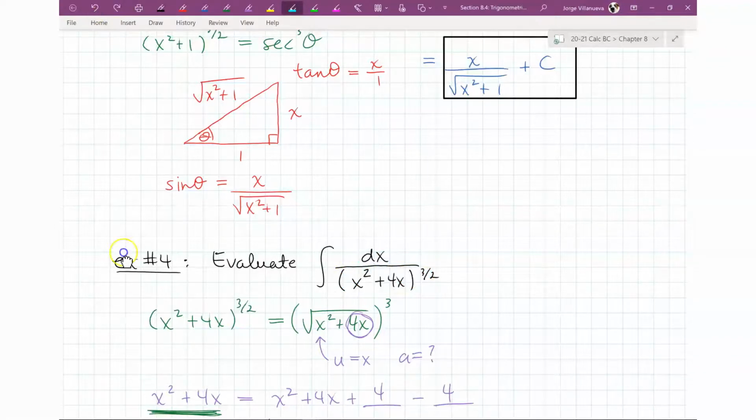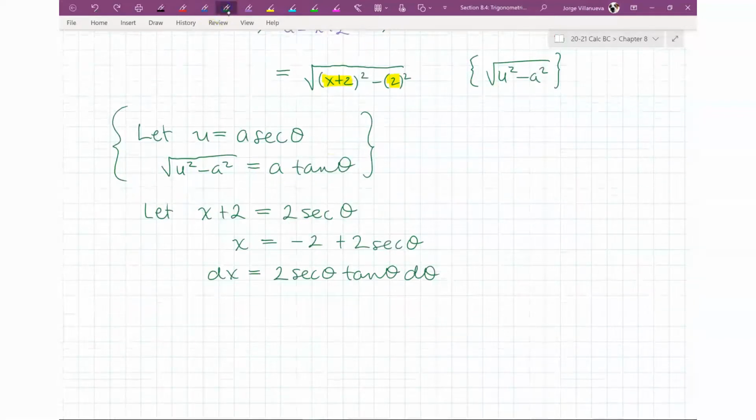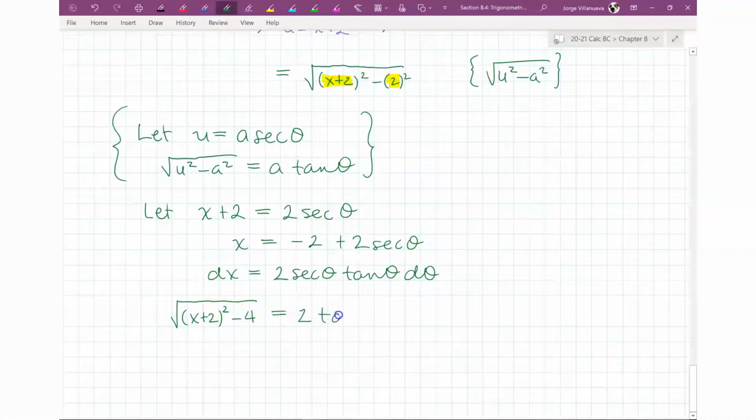So the next part is the square root portion. For us, the square root looks like this: x plus 2 squared minus 4. Well, according to the definition, that's a tangent theta, 2 tangent of theta. But I don't need the square root of that. I need the square root cubed, right? It needs to be a power of 3 halves. So I've got to cube this.